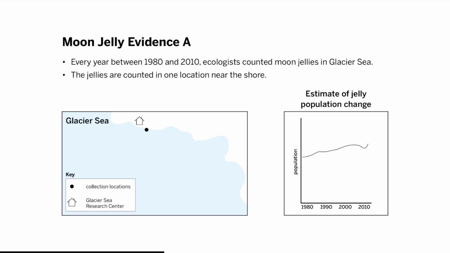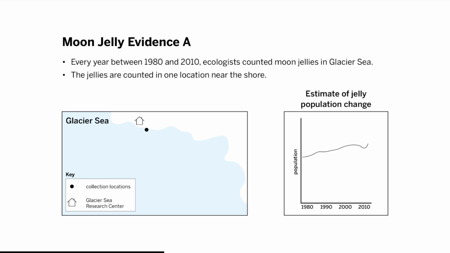Today, we will practice using evidence criterion to evaluate evidence like ecologists do. Even though we have heard that the Glacier Sea moon jelly population is increasing in size, evaluating evidence will help us to be more sure about that claim and also help us to understand more about how the population changed over time. Each evidence card shows a map of a location where jellies were counted. Pay careful attention to this map to evaluate whether the sample represents the entire population.